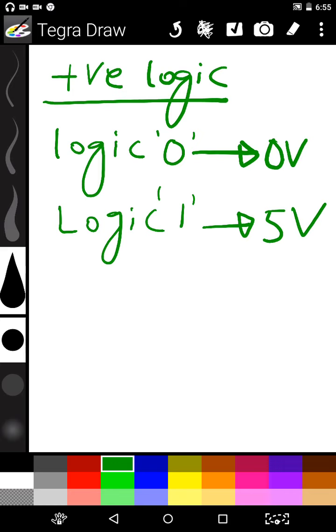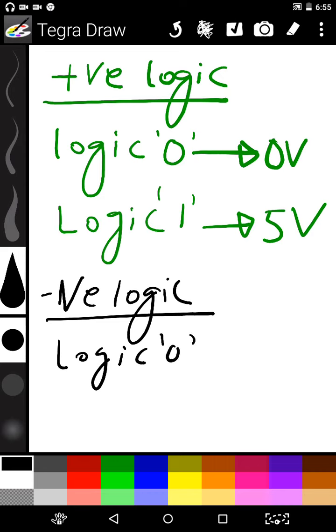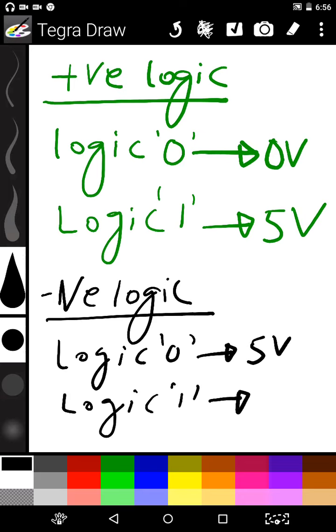Similarly, for negative logic representation, logic 0 is represented as 5 volt or higher voltage. Logic 1 is represented as 0 voltage or lower voltage.